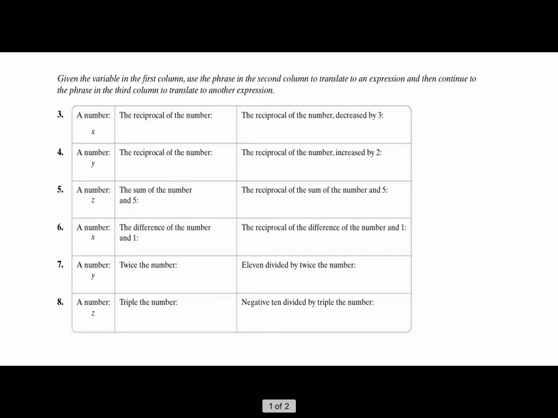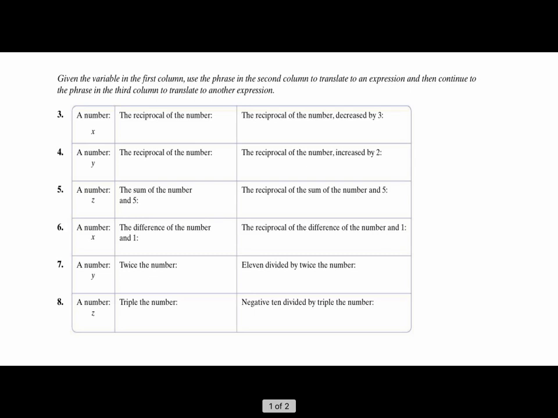I wanted to provide a little more on translations. So, given the variable in the first column, use the phrase in the second column to translate to an expression, and then continue to the phrase in the third column to translate to another expression. It's a little more practice here.